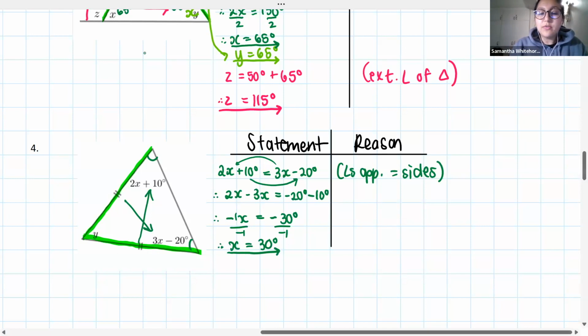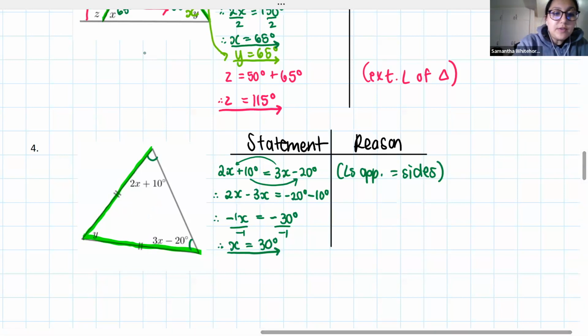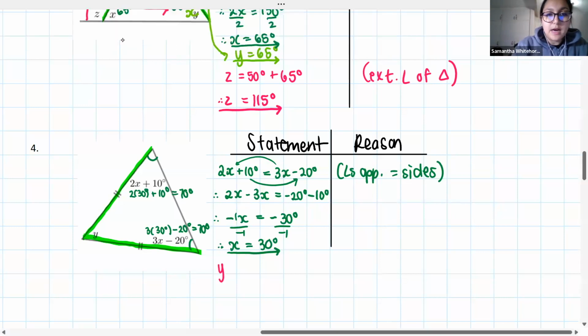Okay, now guys, the trick here, in order for us to find y, I actually need to substitute that back into my angles. So if x is equal to 30, I've got 2 times 30 plus 10. 2 times 30 is 60, plus 10 is 70. Because we know they're equal, the other angle has to be equal to 70, but I'll just sub in to double check. 3 times 30 is 90, minus 20 is 70. So they are in fact equal, so I'm good there. And now I can use my sum of angles in a triangle to find y. I know y plus 70 plus 70 is equal to 180. And my reason, sum of angles in triangle.